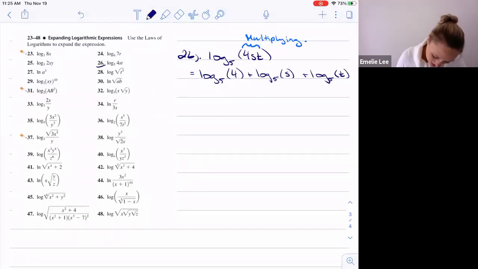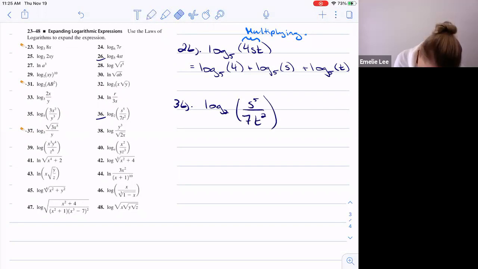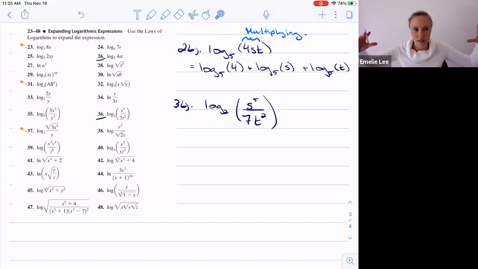What if we have something like 36? I've got the log base 2 of s to the power of 5 divided by 7t to the power of 2. Okay, just keeping an eye on things. I have division, I have two powers, and I also have multiplication in here. So this thing's going to expand quite a bit, right? And we just need to pick away at the logs until there's usually only one thing inside the log, okay?